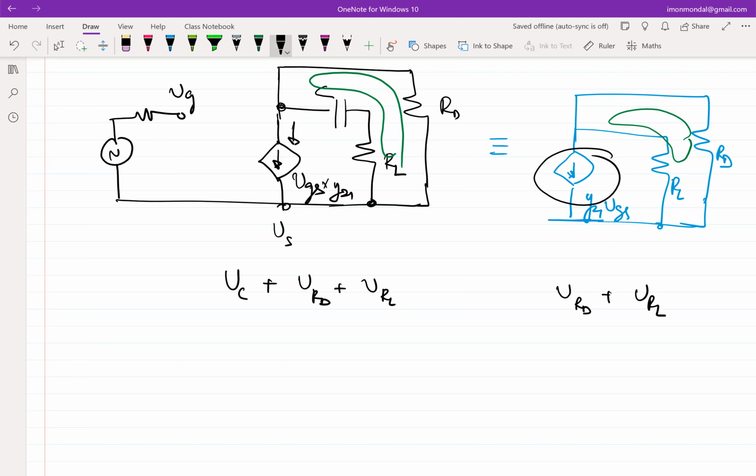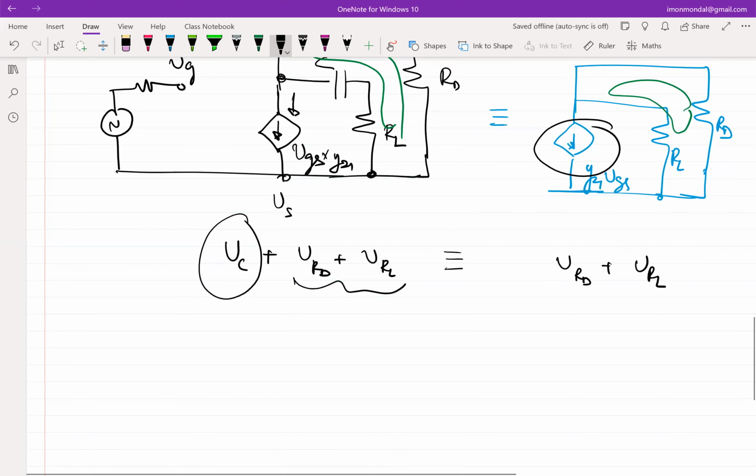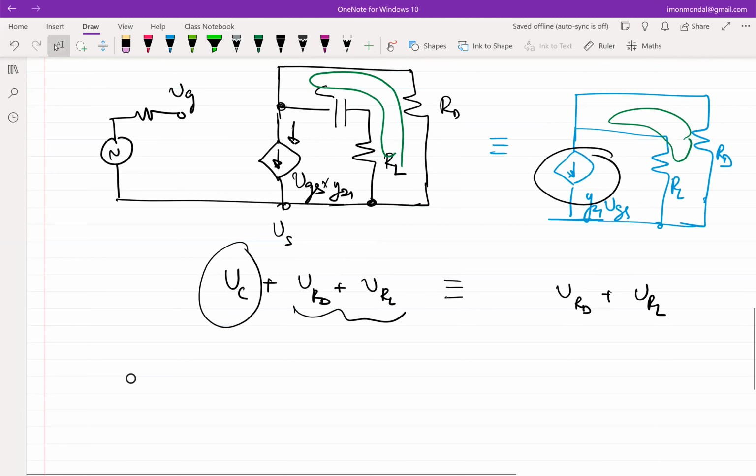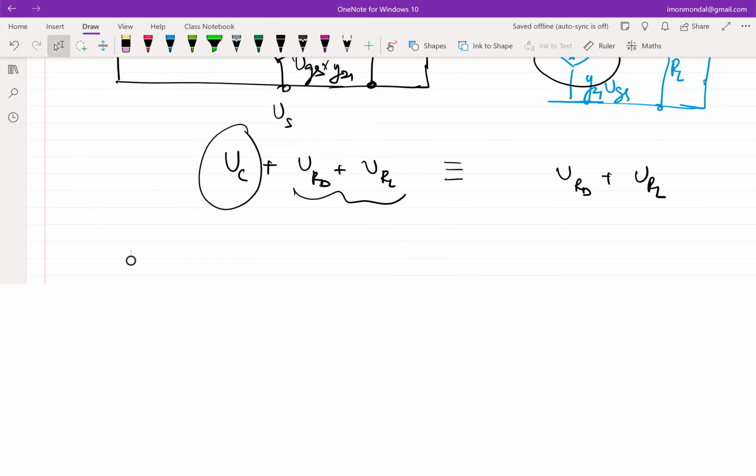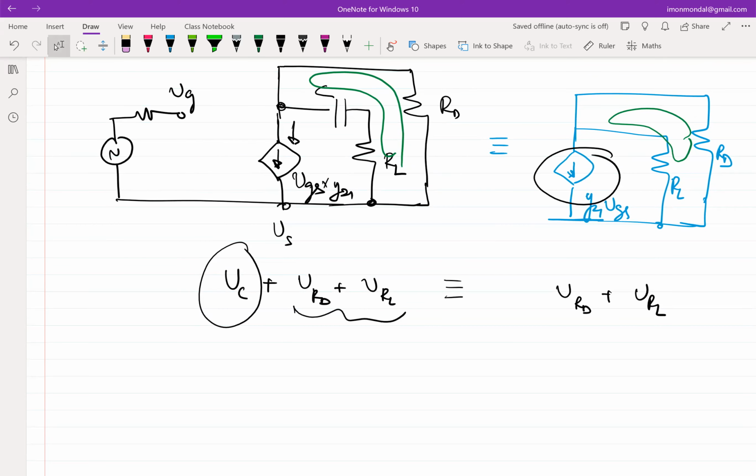And if these two have to be equivalent, we have to ensure that the drop across the capacitor has to be 0 ideally, but in reality, it has to be much, much lesser than the combined drop across RD and RL. Okay. If that is the case, which means that when you have the same current and we are only talking about voltage drops, we are essentially trying to imply a relationship between the impedances. And what is the relationship that we are trying to imply? That the impedance of the capacitor has to be much, much lesser than the resistive impedance in the loop.